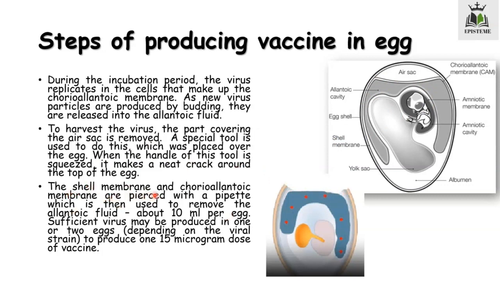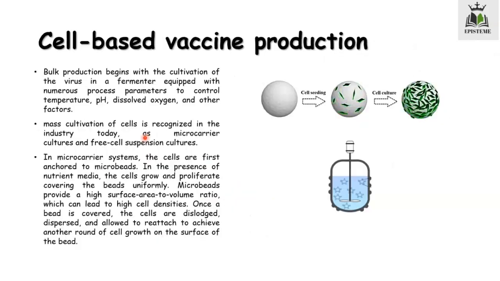Now the shell membrane and the chorioallantoic membrane are pierced with a pipette, which is then used to remove the allantoic fluid. We need to be very careful in this step, because we just need the fluid, which is mildly yellowish. We take it out because it is filled with the influenza virus, and we get about 10 ml per egg. Sufficient virus may be produced in 1 or 2 eggs to produce a 15 microgram dose of vaccine. This is how we produce the influenza virus that can be used for vaccination.